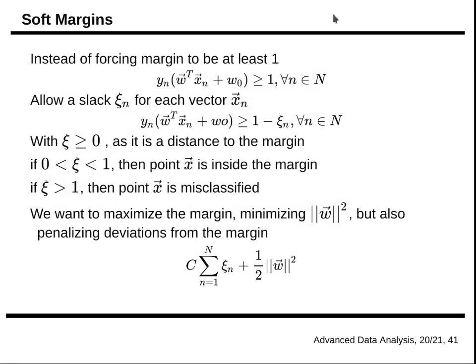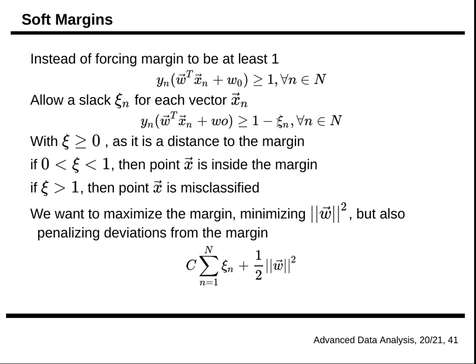But what we can do is to add some slack to the margin. So instead of just requiring absolutely all points to have a margin of at least 1, we can say that we want them to have a margin of at least 1 minus some slack that we can create for each point. If it's larger than 0, then we are entering the margin, so we are subtracting from this distance to the margin. And if it's larger than 1, then we can even be on the wrong side of the discriminant. So we're actually on the wrong side of the frontier between the classes.